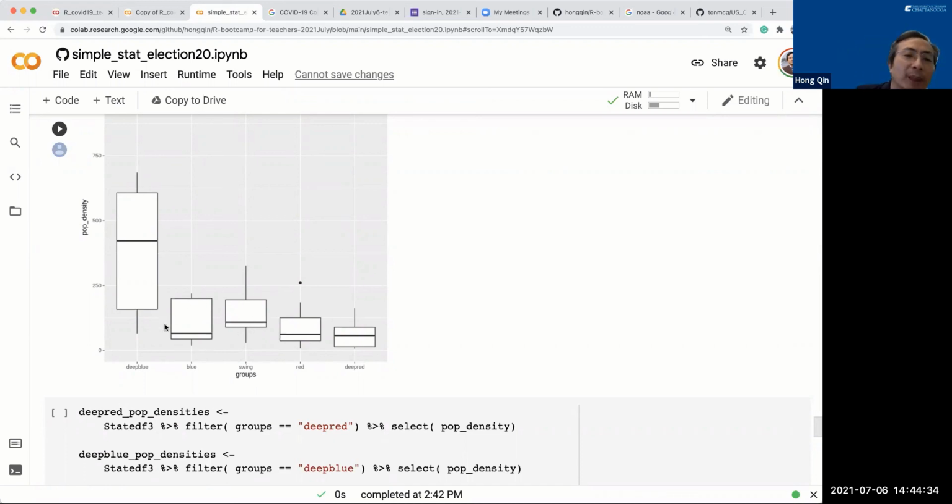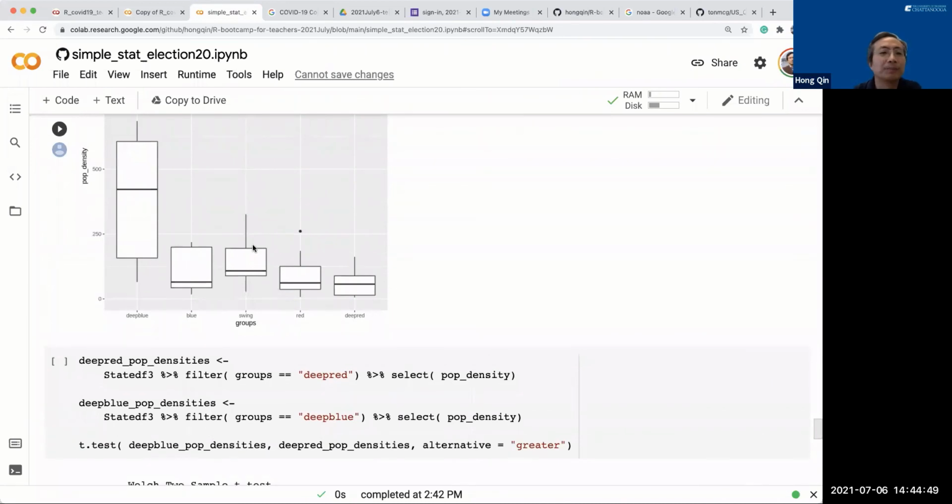So population density seems to be a statistical correlation, but it's obviously not everything. Election is quite complicated.